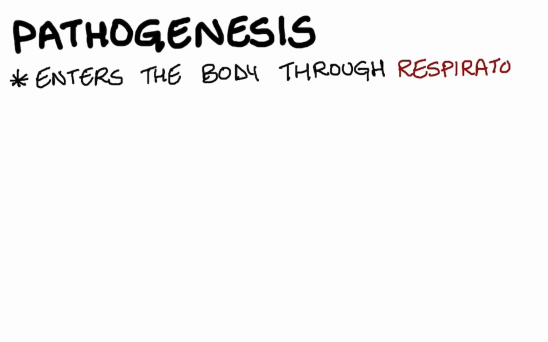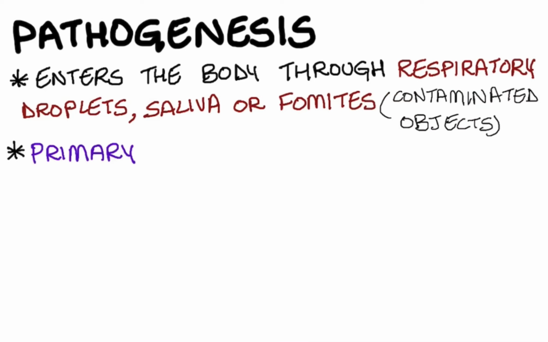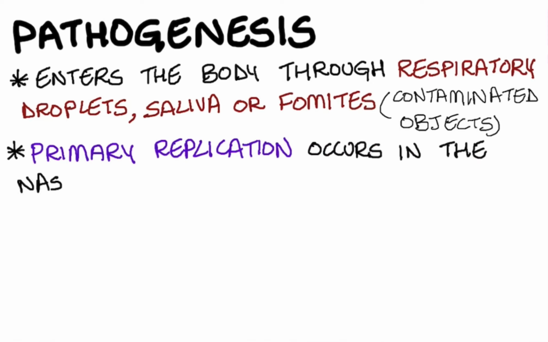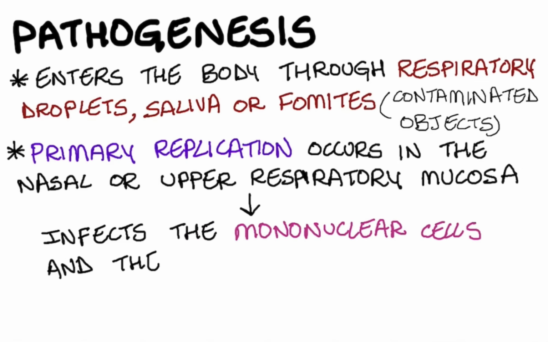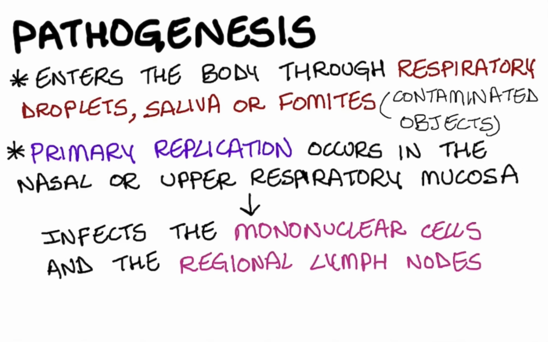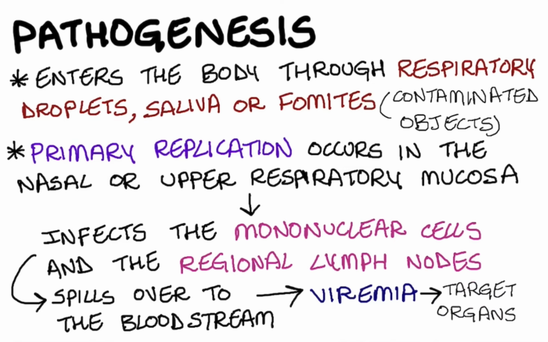Coming to its pathogenesis, mumps virus enters the body through respiratory droplets, saliva or fomites, that is contaminated objects. The primary replication occurs in the nasal or upper respiratory mucosa. Then it infects the mononuclear cells and the regional lymph nodes. From there, it spills over to the bloodstream, causing viremia and finally spreads to the target organs.